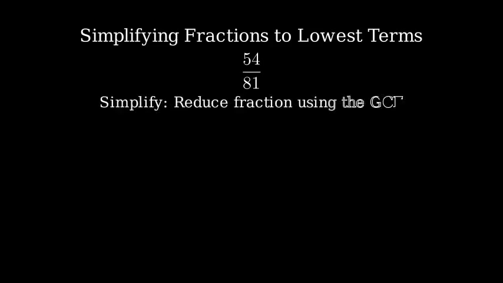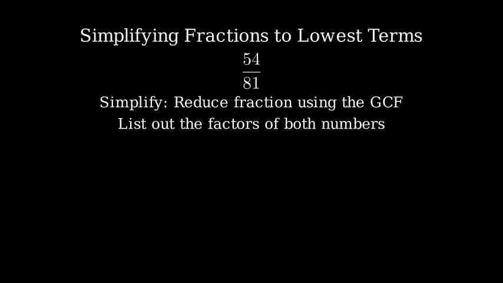In this lesson, we'll simplify the fraction 54 over 81 to its lowest terms. Simplifying a fraction means reducing the numerator and the denominator by their greatest common factor, or GCF. To do this, we should start by listing out the factors of both numbers.